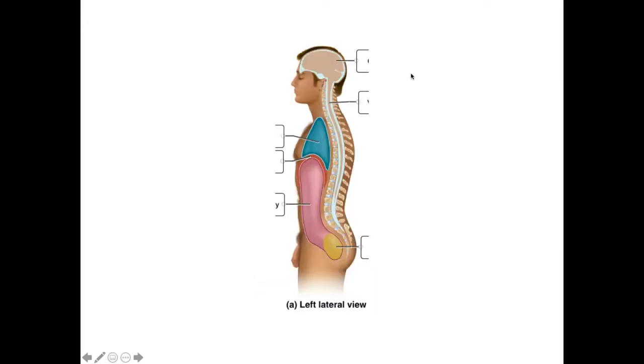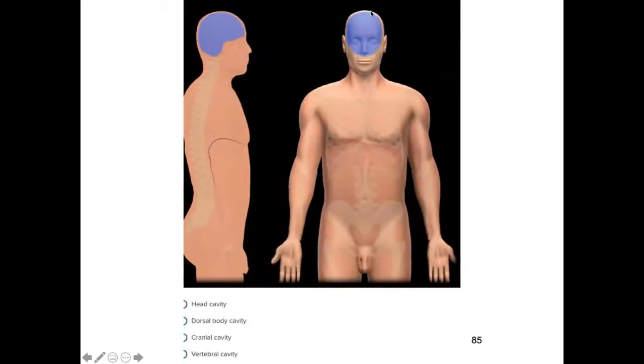Here you would have to drag and drop. This is the cranial cavity. This is the vertebral cavity. This is the pleural cavity. This is the abdominal cavity. This is the pelvic cavity. And this muscle here is the diaphragm. If it asked what cavity this is, I didn't teach you a head cavity. I did teach you cranial cavity and vertebral cavity, so the best answer is cranial cavity.